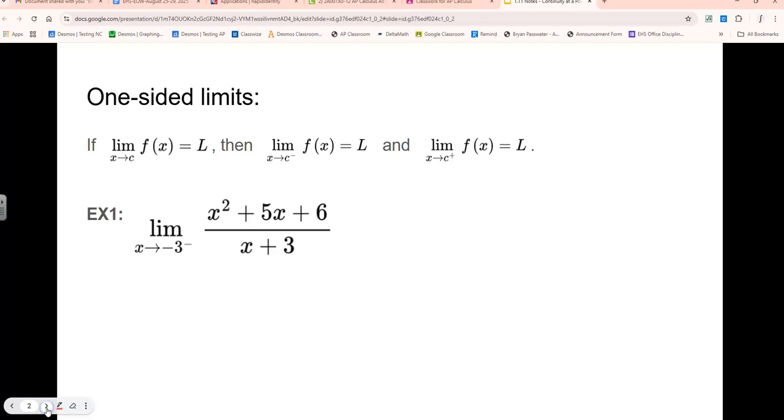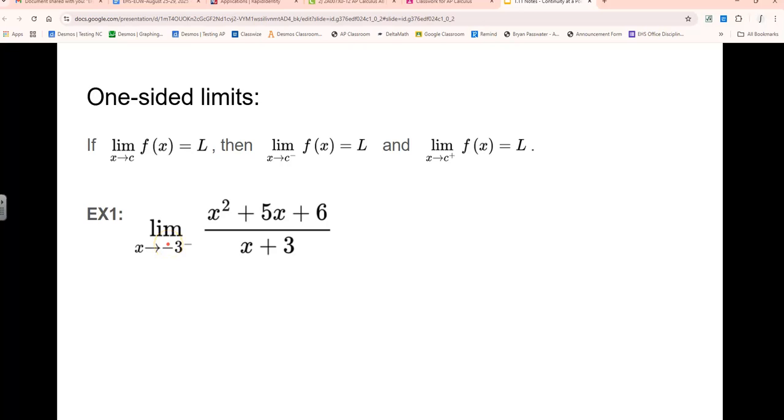So let's look at a couple things here. This is a little bit of a review going into proving continuity. So for some of these, I'm going to have to do one-sided limits. I'm going to have to think about the limit from the left and the limit from the right, because when I'm proving that that limit exists, I need to show that from the left and the right I'm going to the same point.